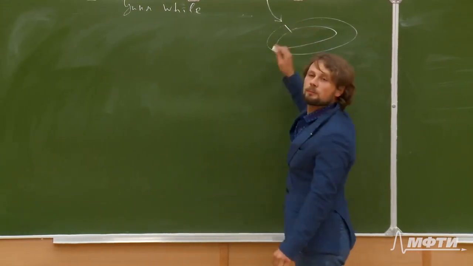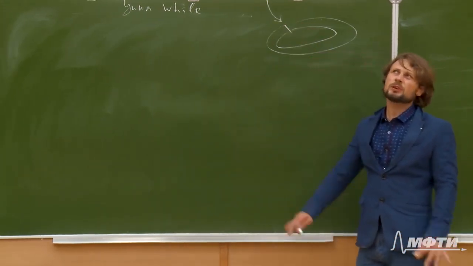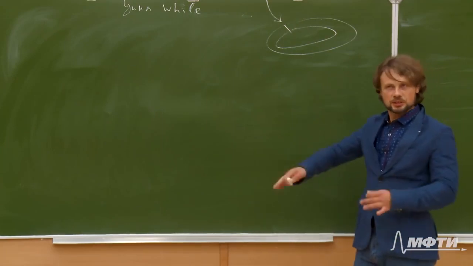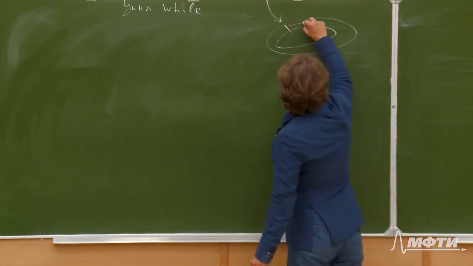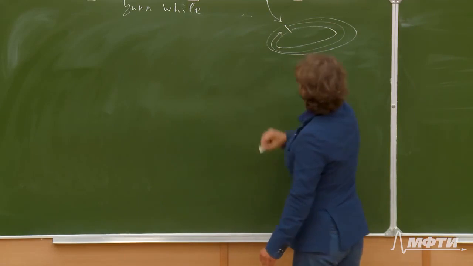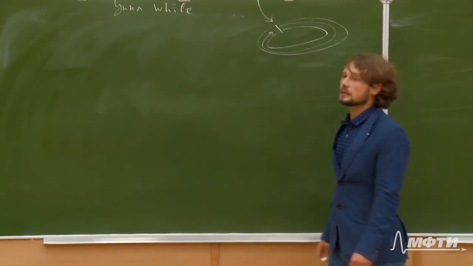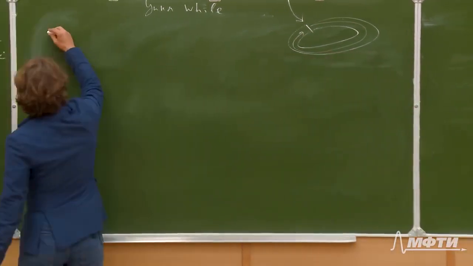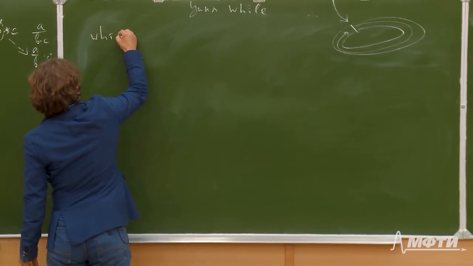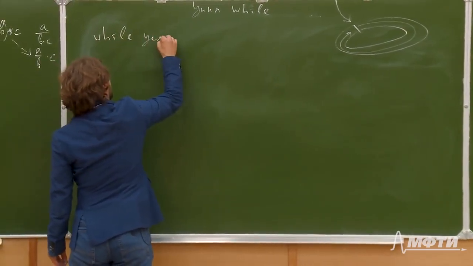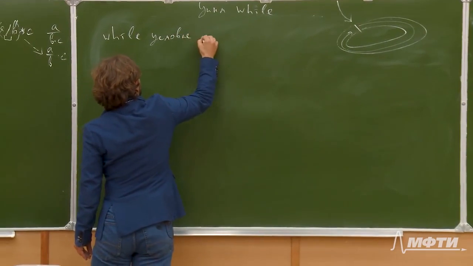Or, for example, until it rains. He sees that it may be raining there. I will run until it rains. And he went running. Here, he runs, that is, executes the commands of the body of the loop. Let me write the syntax now. While the condition, colon, and here operator 1, operator 2, operator n.